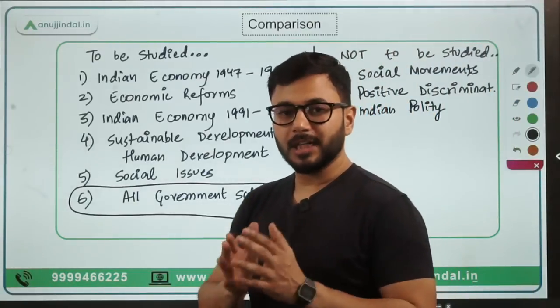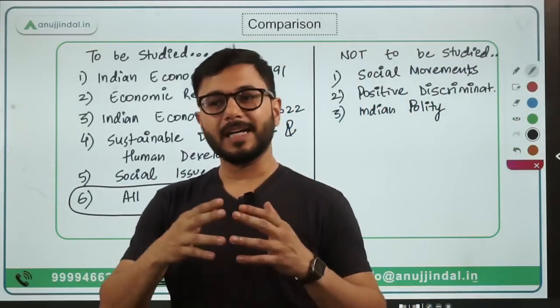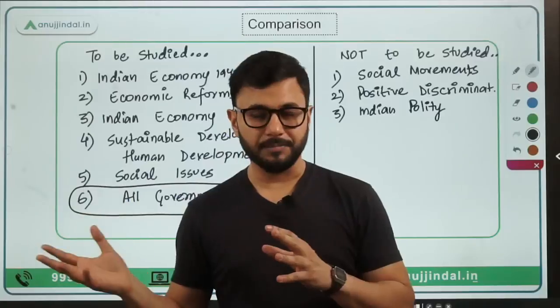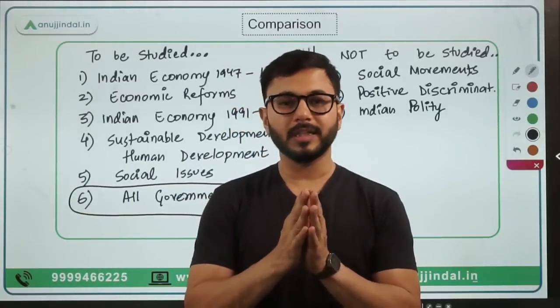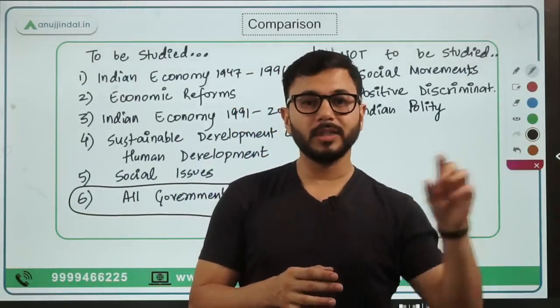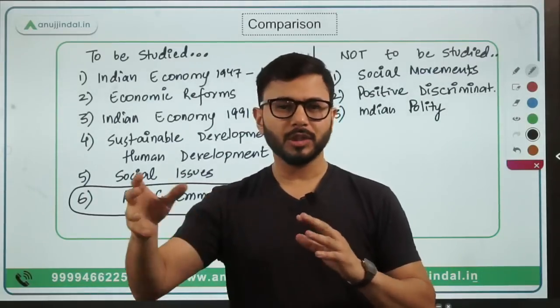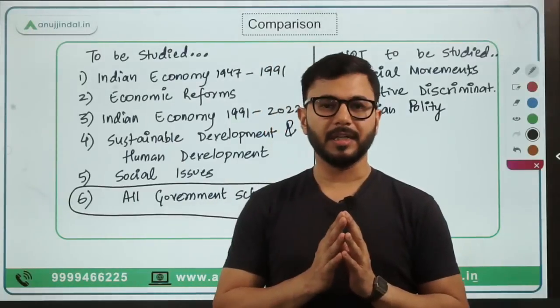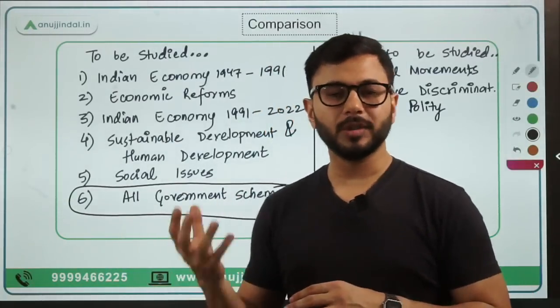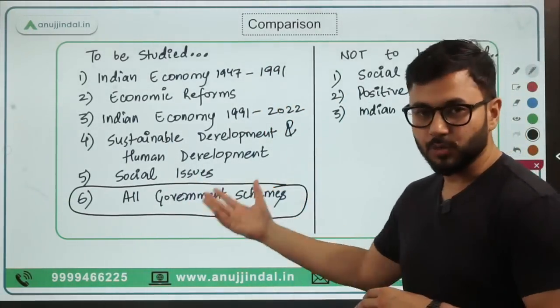Because right now, majority of the schemes work in an integrated manner with various other schemes. MGNREGA does not work in silo anymore. It works with direct benefit transfer. It works with PM Jan Dhan as well. It works with various other schemes directly or indirectly. And the same goes with a lot of schemes about education and health as well.